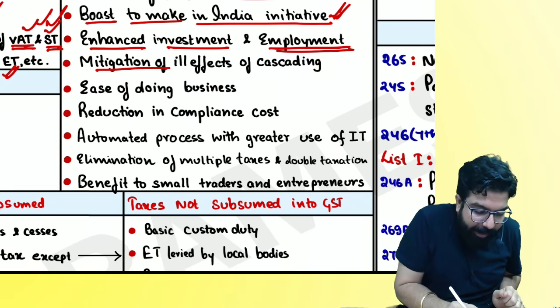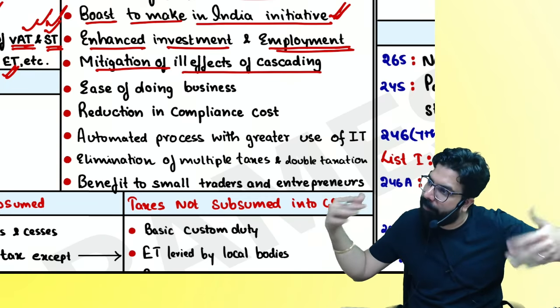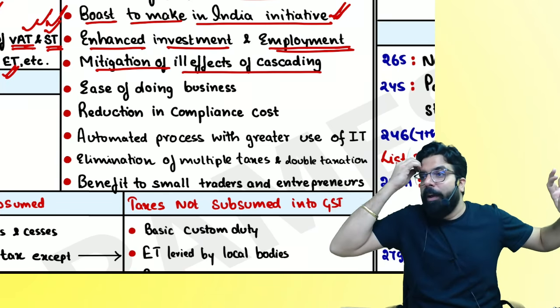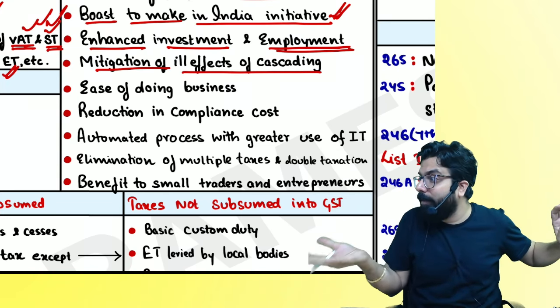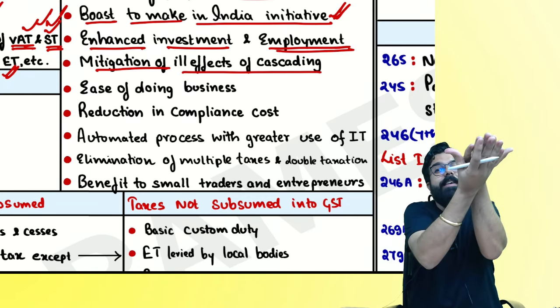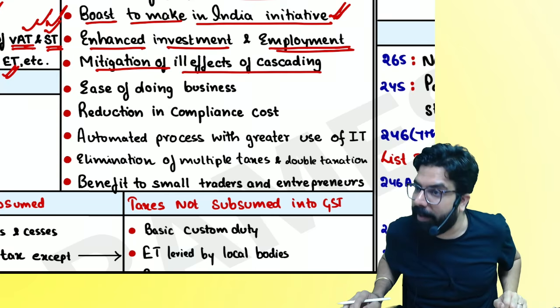Next, mitigation of the ill effects of cascading. Cascading effect? Gone. Is there any tax on tax now? No. When I buy, I'll pay what? GST. When I sell, I will charge what? GST. Can I use GST to pay GST? Yes. No tension. Can I go ahead, everyone?